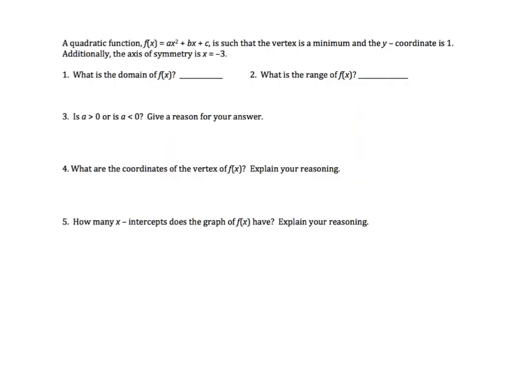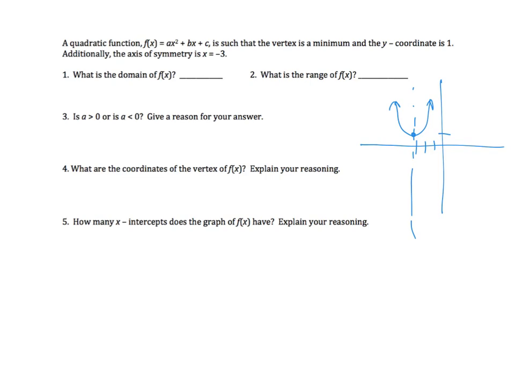Okay, let's take a look at this problem. A quadratic function f of x equals ax squared plus bx plus c is such that the vertex is a minimum and the y-coordinate is 1. Okay, so let's just draw that. I like to get an idea of what things look like. The vertex is a minimum, which means my parabola is going to open upward. And the axis of symmetry is negative 3. So I'm going to have an axis of symmetry there. My y-coordinate is 1, and my parabola is going to open up. So that gives me an idea about what it looks like.